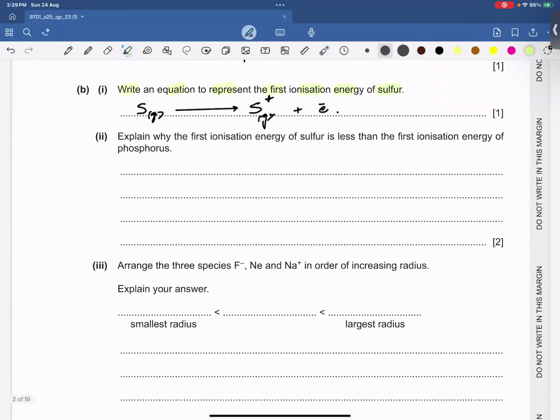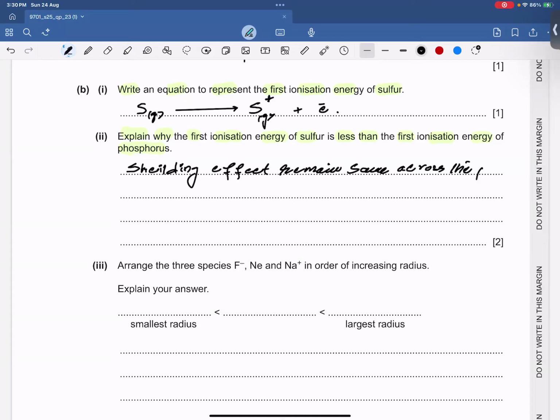Now the next is: explain why the first ionization energy of sulfur is less than the first ionization energy of phosphorus. Both sulfur and phosphorus are found in the same period of the periodic table, right? So in the same period of the periodic table, the shielding effect remains the same across the period. Okay, one more thing. Sulfur contains one paired electron in its 3p orbital, so it experiences interelectronic repulsion. So the removal of an electron from the 3p orbital of sulfur becomes easier.